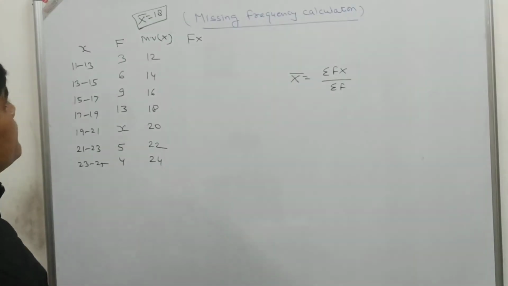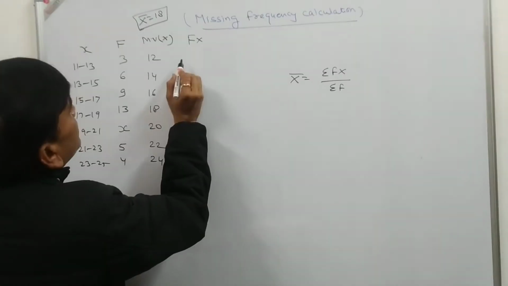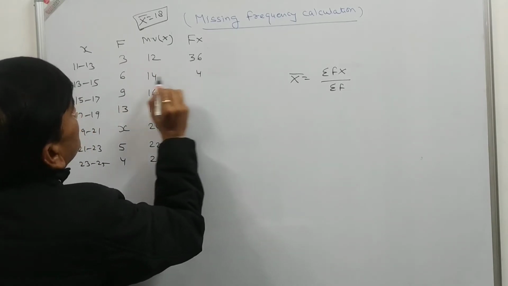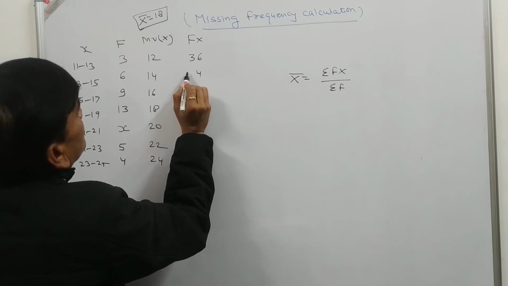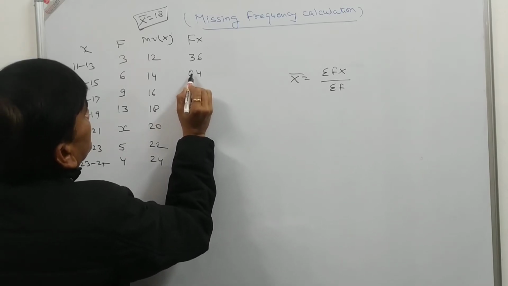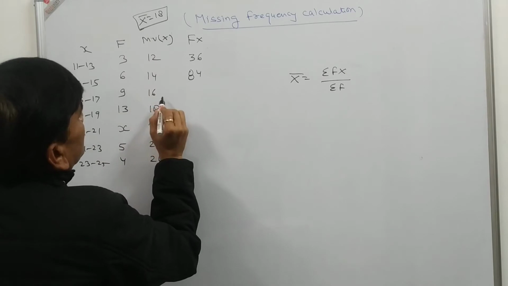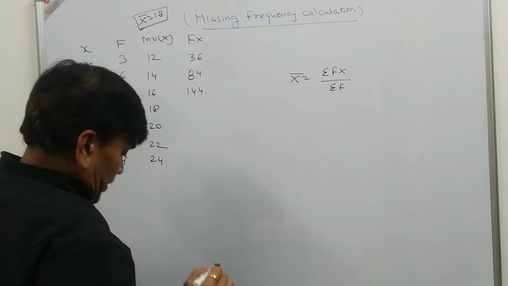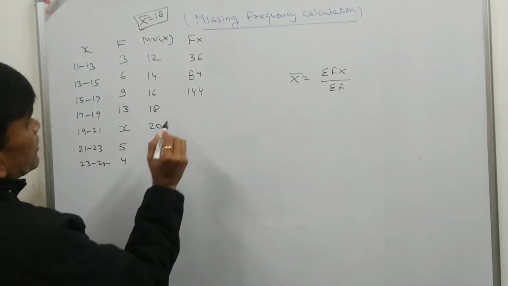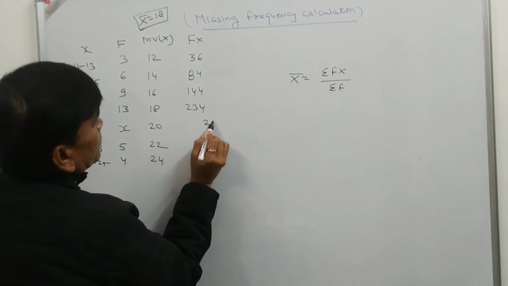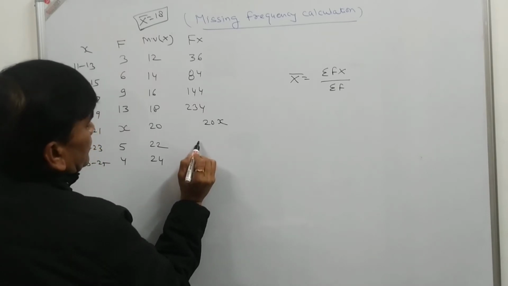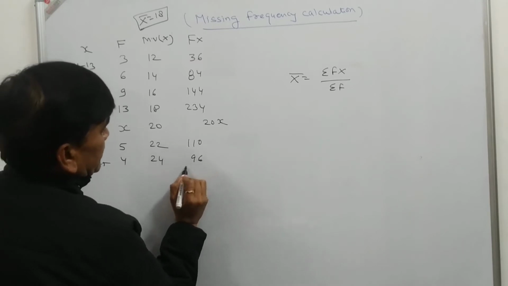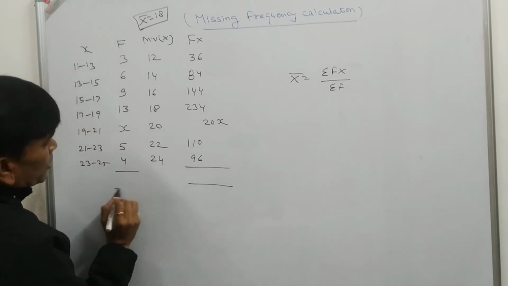we will first calculate the value of fx, that is 36, 84, 144, 13 multiplied by 18 is 234, 20x, 110, 96. So we will have the total of both items.